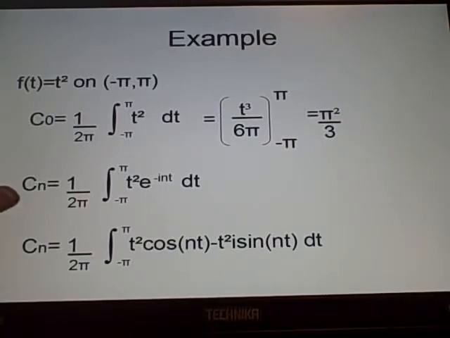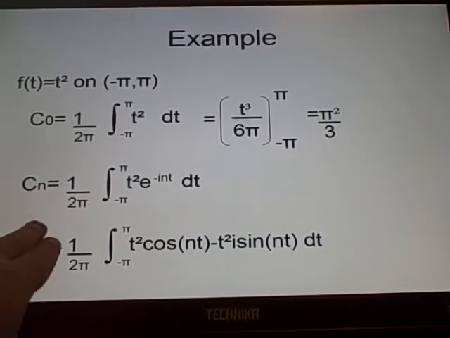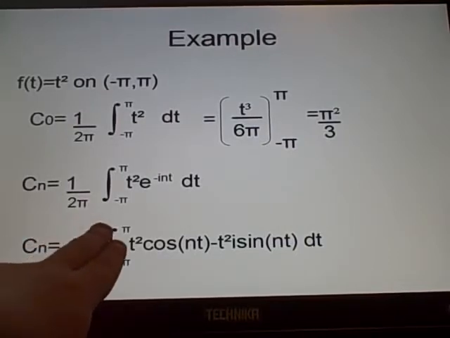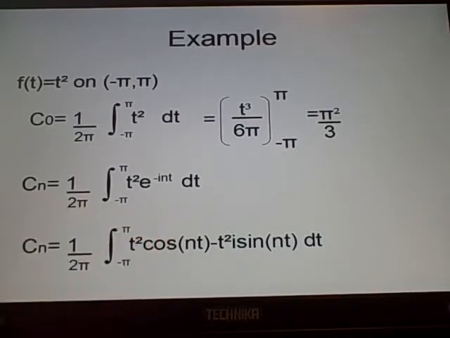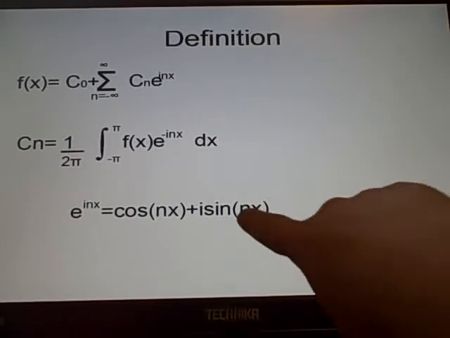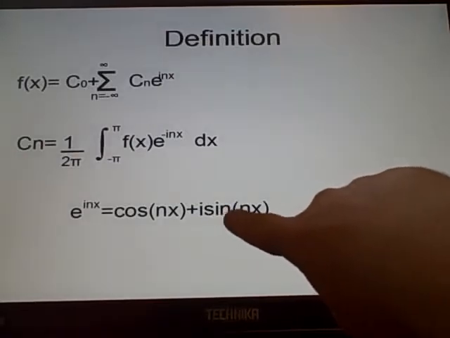Our cn, now this is the tricky part, this is the part that takes forever. It really does. That's why these questions are worth a lot of marks in exams. Sometimes up to like 15, 20 marks. Cn is 1 over 2 pi times integral from minus pi to pi of t squared e to the minus int dt. Now, what you're doing with this is, with our minus int, we're just putting, instead of nx, we put minus nx.